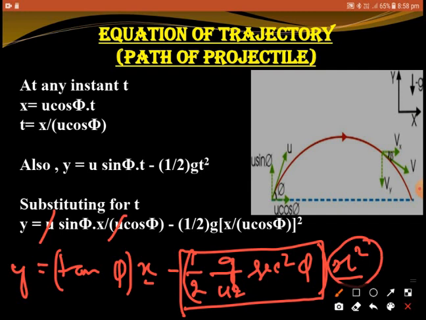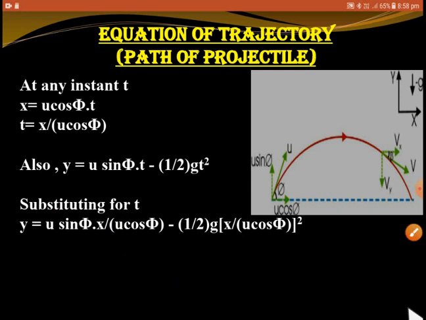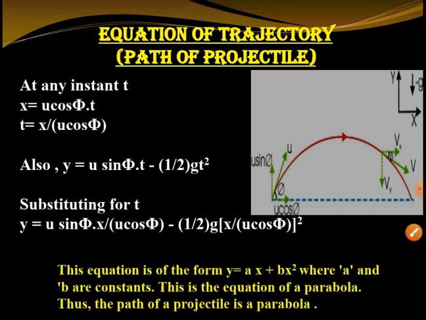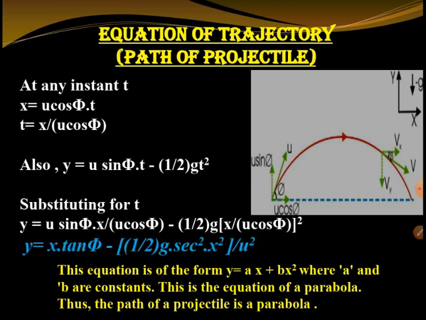The power of x is square, so this equation is a quadratic equation. We know that if the equation is a quadratic equation, then it will represent a parabola. So the path of the projectile, what we call the trajectory, for a projectile fired at an angle with the horizontal, is a parabola. You can also write it as x tan phi, it doesn't matter, it is the same. So your equation of trajectory is a parabola. If you are asked to prove it, then you need to prove it like this.